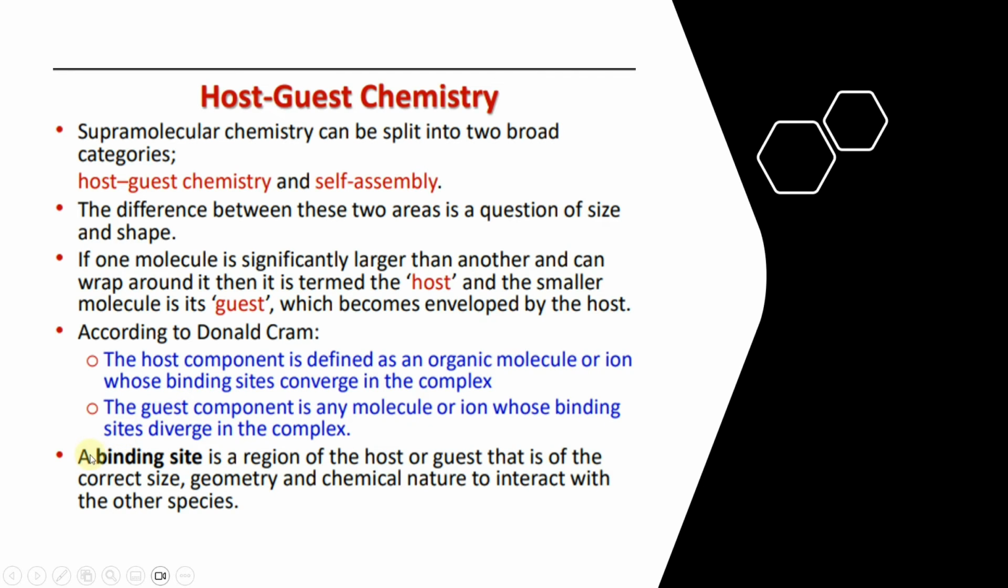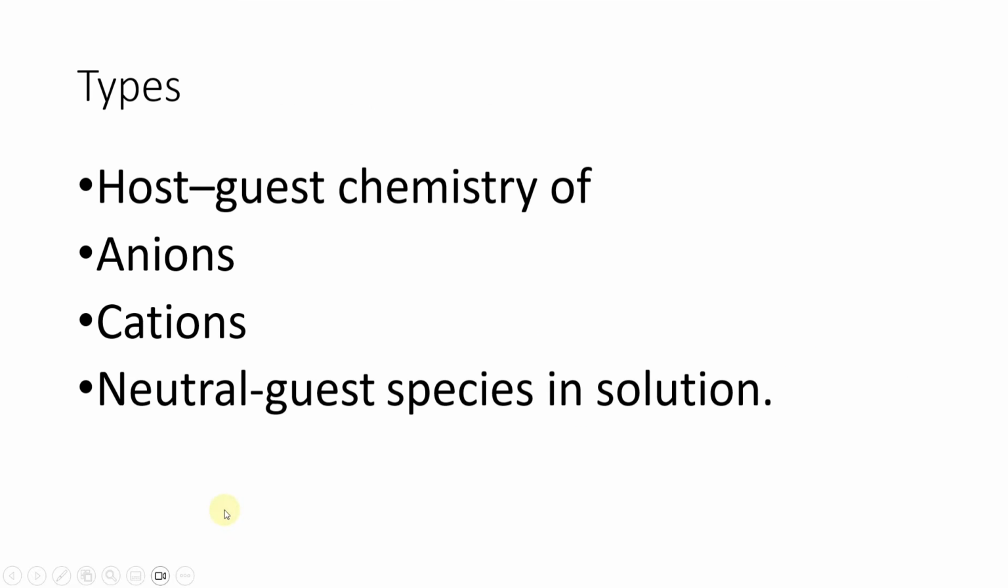And what is a binding site? A binding site is a region of the host or the guest that is of the correct size, geometry, and chemical nature to interact with the other species. So moving on towards types. When talking about host-guest chemistry, we have three different types: the cations, the anions, and the neutral guest species in the solutions.